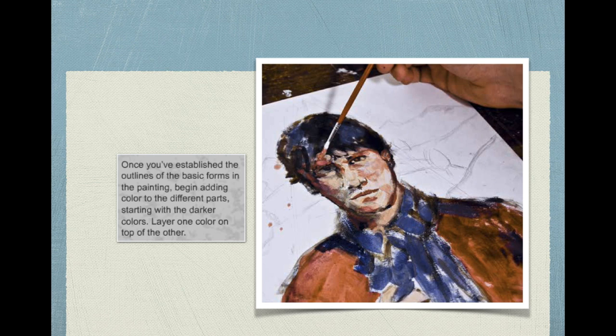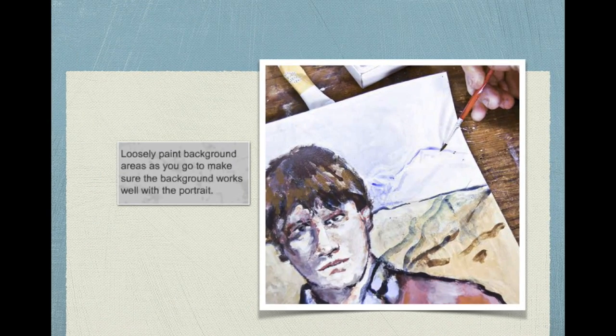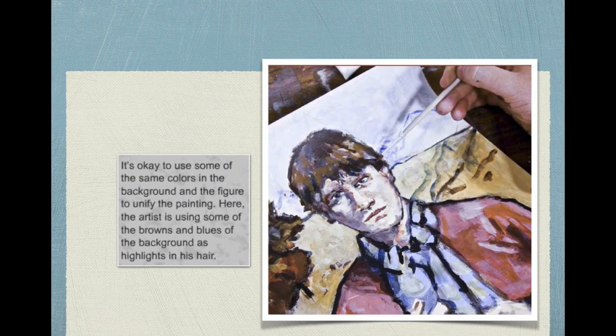Once you've established the outlines of the basic forms in the painting, begin adding colors to the different parts, starting with the darker colors. Layer one color on top of the other. Loosely paint the background areas as you go to make sure the background works well with the portrait. Okay, so you're using some of the same colors to paint the background. It's okay to use some of the same colors in the background and the figure to unify the painting. Here the artist is using some of the browns and blues of the background as highlights in the hair.